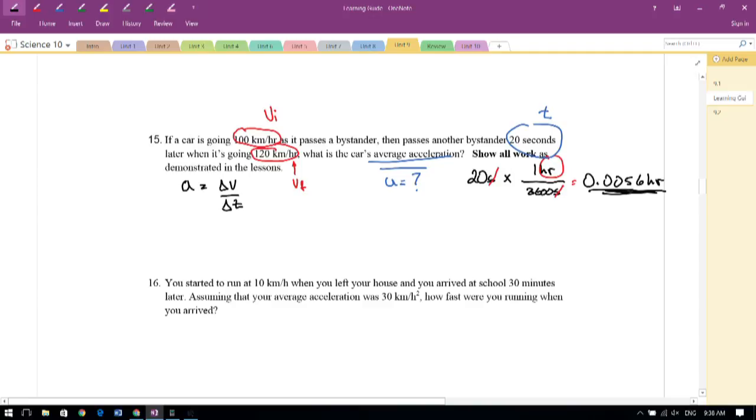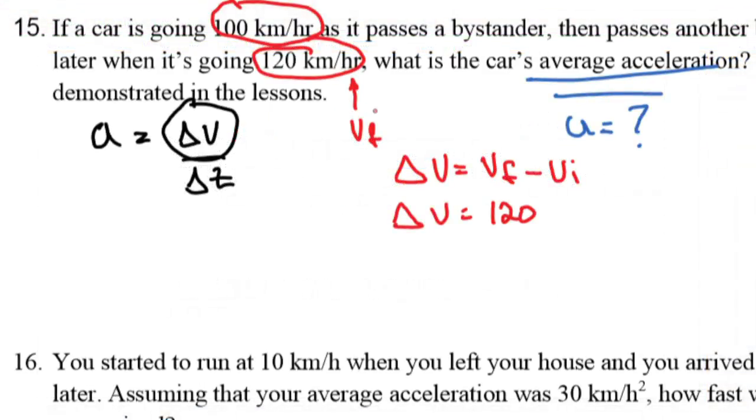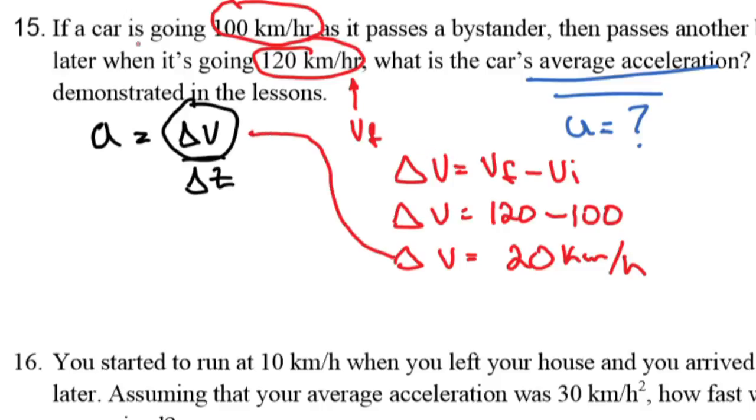The other thing we need to do is figure out our change in velocity. Just looking at the question, we have 120 and 100, so our change is 20, but we should be able to quantify that. I could do it in one step in the equation, or I can do it in 2 steps. Delta V is V final minus V initial. Change in velocity is going to be 120 minus 100. It's going to be 20 kilometers per hour. So that's going to be in there.